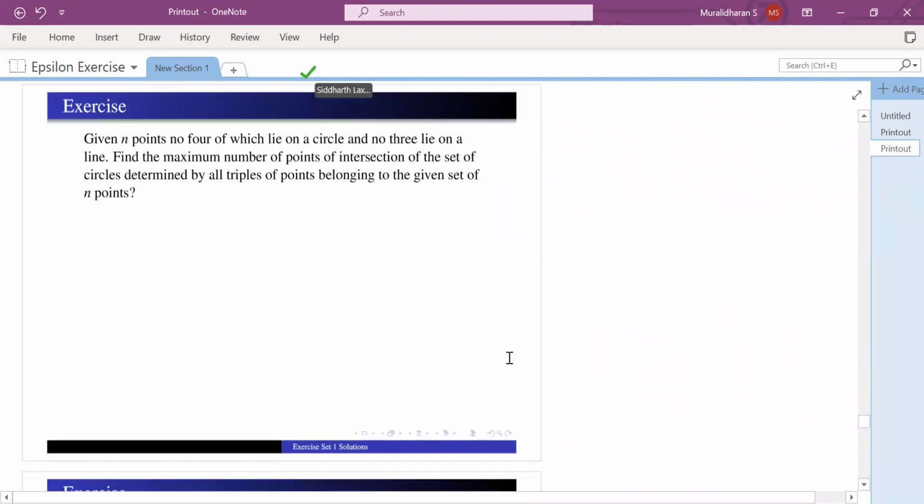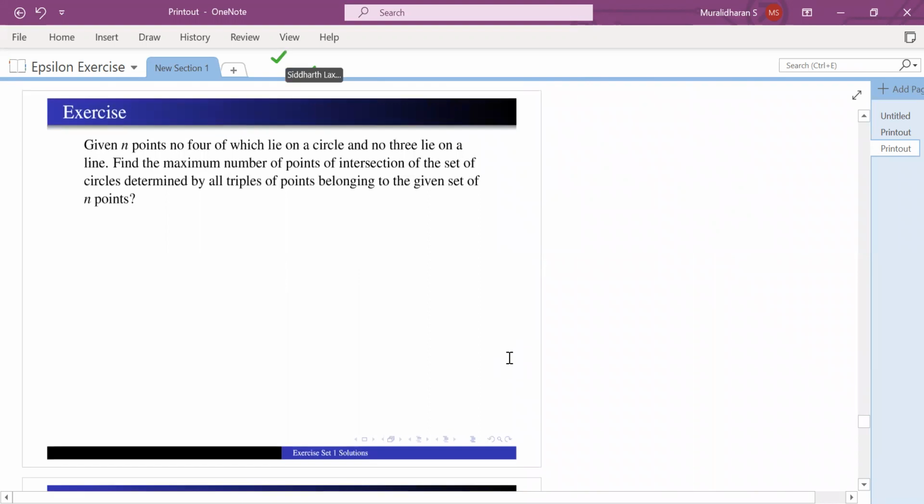This one is a bit tricky. Given n points, no 4 of which lie on a circle and no 3 lie on a line, find the maximum number of points of intersection of the set of circles determined by all triples of points belonging to the given set of n points. Yes, Parth.